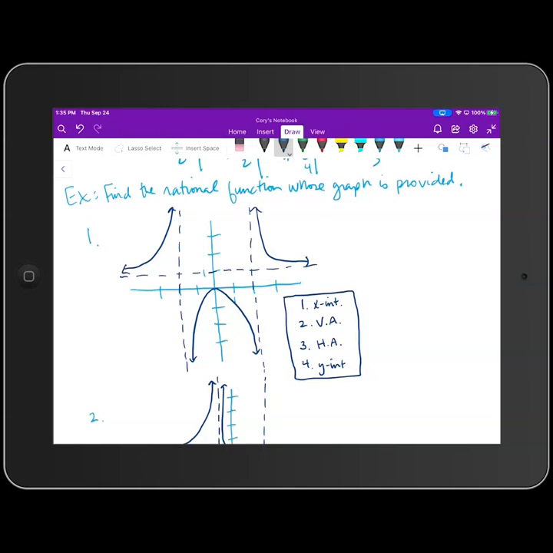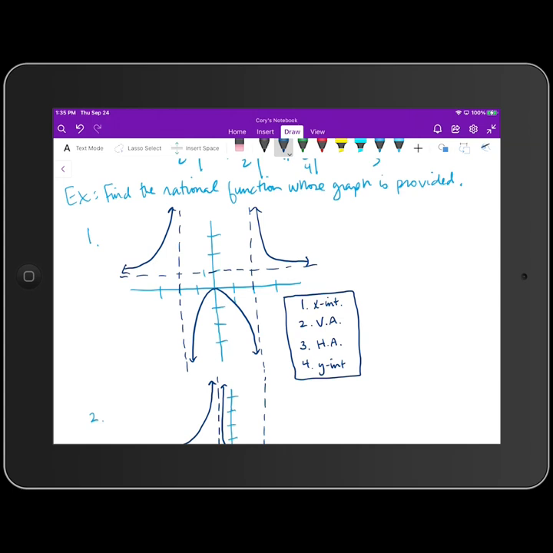All right, so the last set of two examples we're going to look at ask us to find the rational function whose graph is provided. This is a little bit different than the previous examples. In the previous examples, we were given a rational function and asked to sketch the graph. This time we are given the graph and asked to find the function that yields that graph.